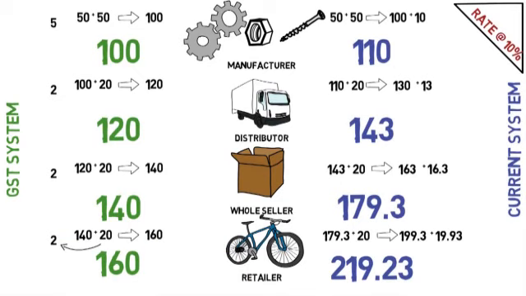So if the prices are compared, the product is 59.23 rupees cheaper in GST system than the current system.